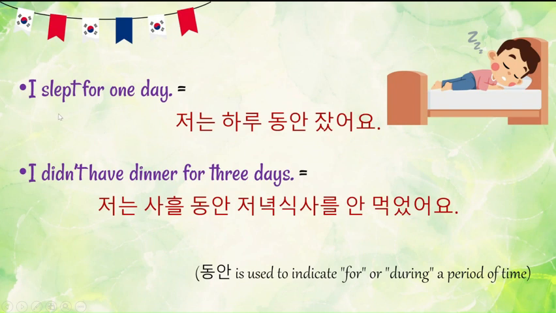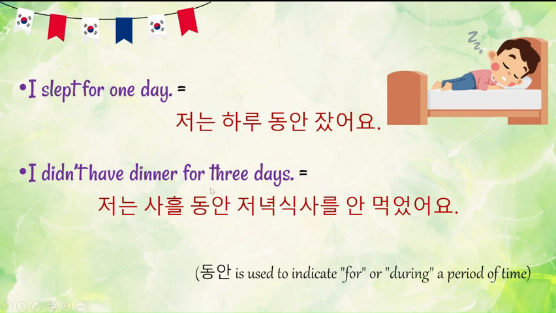For example, you have to say: I slept for 1 day. 저는 하루 동안 잤어요. 하루 stands for 1 day, and for 1 day is 하루 동안. 동안 is used to indicate "for" in Korean. Okay, now look at this next example.